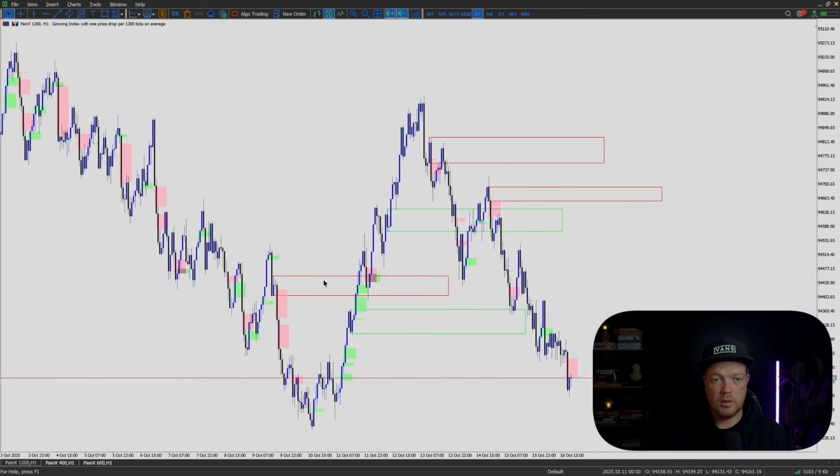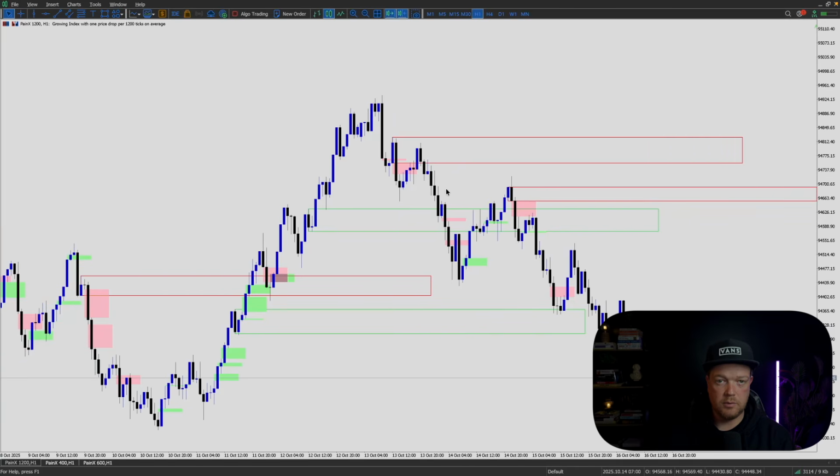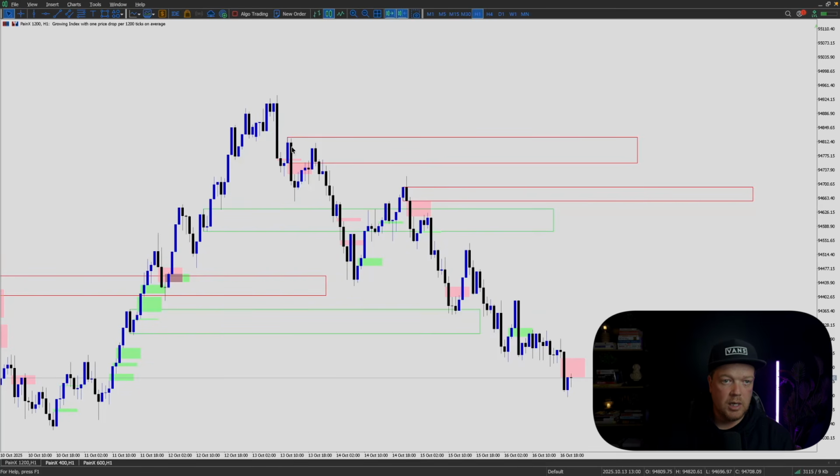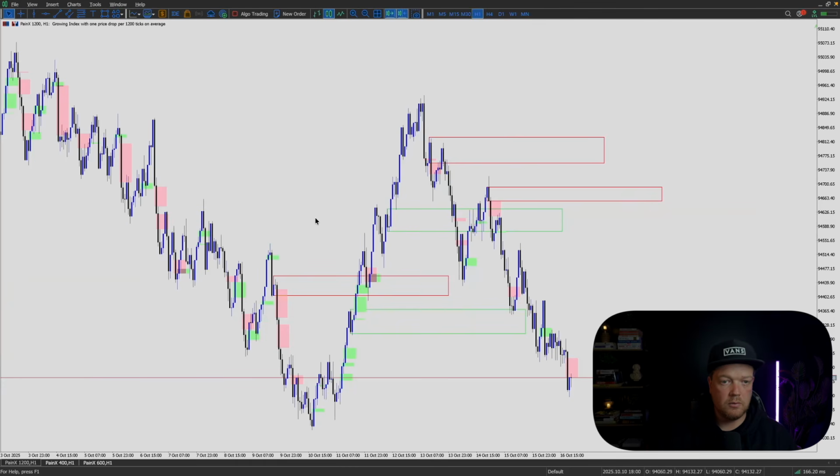The order blocks only appear when we have a break of structure, right? And the fair value gaps, that's the three candle pattern. So when we zoom in, for example, the reason why this order block was created is because we had a break of structure, price came back in, we had a push, right? So I use this indicator literally as confirmation with my own trading strategy.